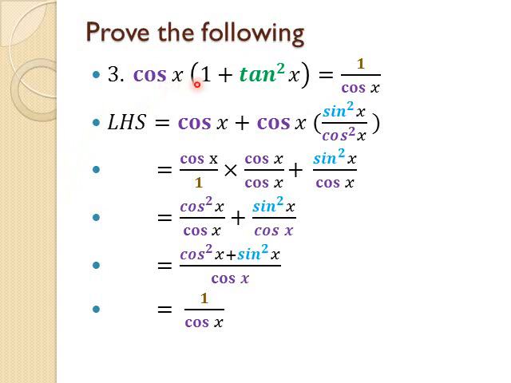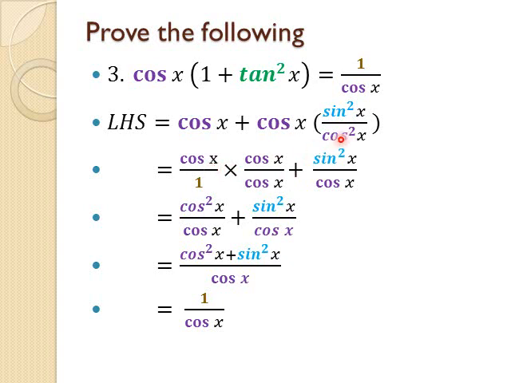Alright, problem number 3. I have cos x times (1 plus tan squared x), and that must equal 1 over cos x. So if I start on the left hand side, cos x times 1 gives me cos x. Cos x times tan squared x: tan squared x can be written as sin squared x over cos squared x according to the quotient identity.